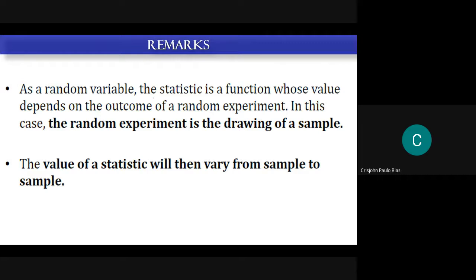As a random variable, the statistic is a function. It is a function because it has a probability, di ba, on the probability distribution table. So it depends on the outcome of the random experiment. In this case, the random experiment is drawing a sample, pertaining to combination, from a population. Aside from drawing, it is also picking a number or picking something from a population. So the value of a statistic will then vary from sample to sample.